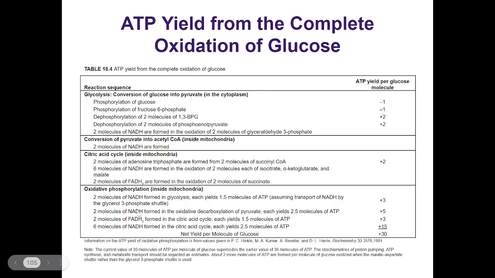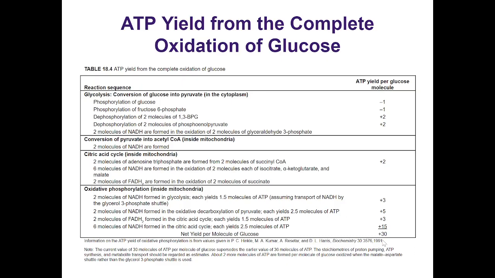Our 2 molecules of FADH2, that was in the citric acid cycle that produced that. Again, it's 1.5 molecules per each of those. And so 2 times 1.5 is 3 again. And then we have 6 molecules of NADH in the citric acid cycle. These ones will yield their full 2.5 molecules of ATP because they're formed in the mitochondria. They don't have to do the shuttle. And this is going to give you 15 ATPs because, again, 6 times 2.5 is 15. Okay? And then that will give you a net yield per glucose of 30.